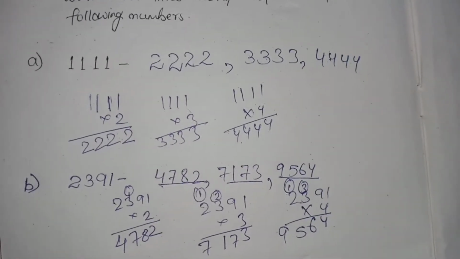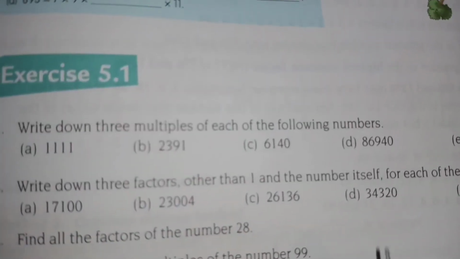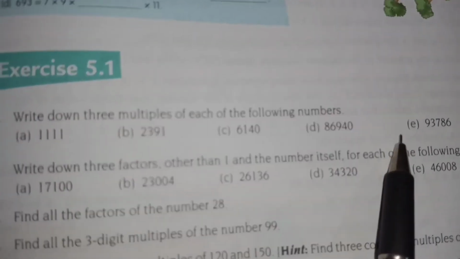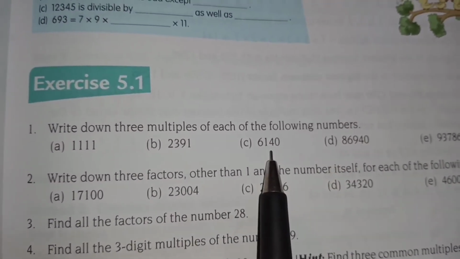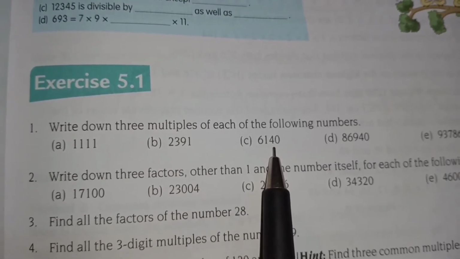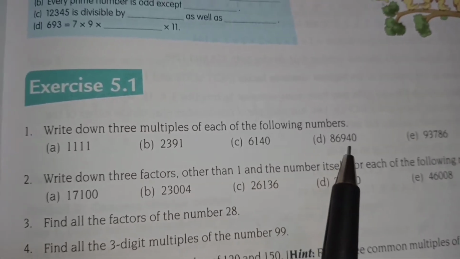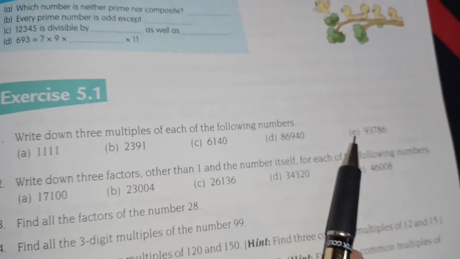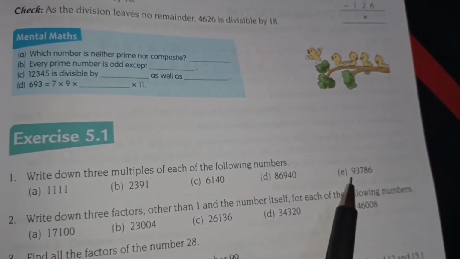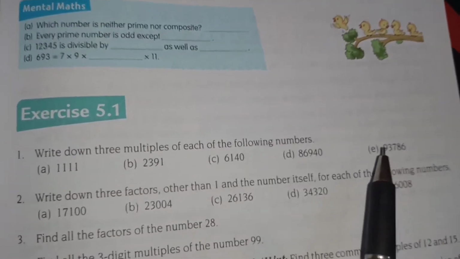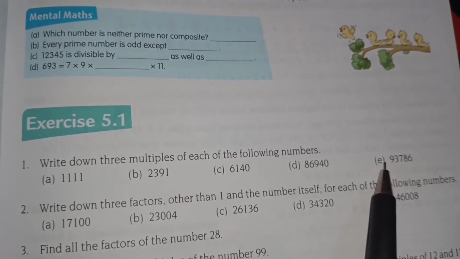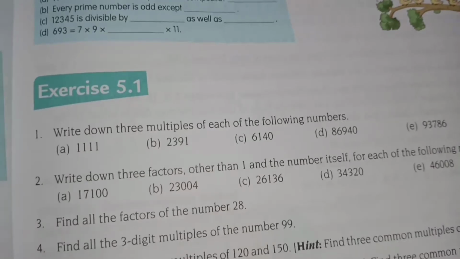In the same way you will do the remaining questions, because these numbers are big, no? 6140 is there. This is 86,940. This one is 93,786. So these are the big numbers. So what you can do? You can multiply by 2, 3, 4 and you can write their multiples. Now let us see question number 2.